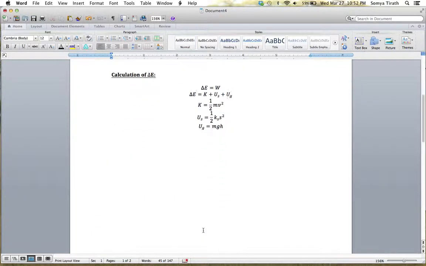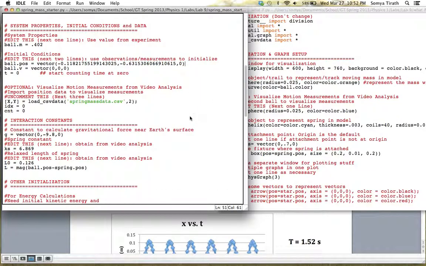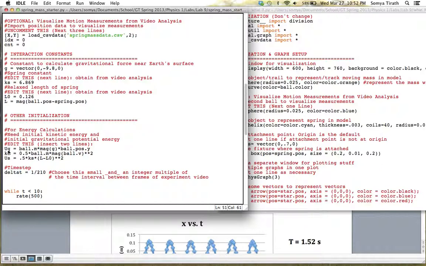So then it is time to do the math. We know that the change in energy is equal to the work done by the surroundings. We also know that the change in energy is equal to the sum of the energies, which is kinetic energy plus spring potential energy plus gravitational potential energy. So kinetic energy is equal to 1/2 mv squared, while spring potential energy is equal to 1/2 ks squared, and gravitational potential energy is equal to mass times gravity times height. So all of these values were plugged into Python.